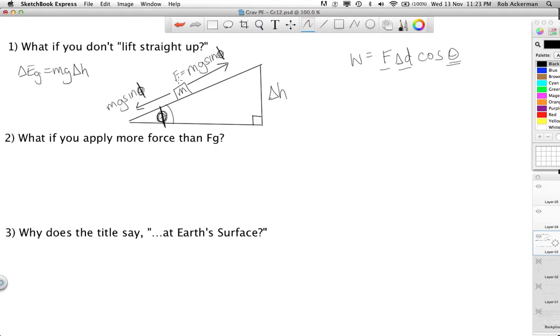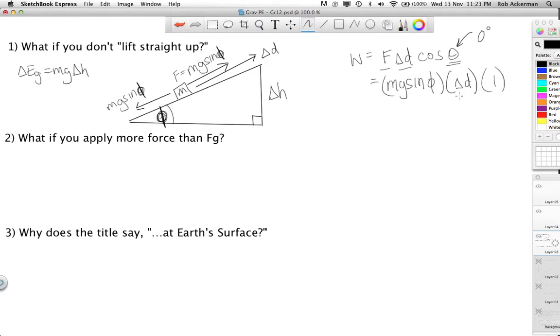Now, the force is directly up the ramp this way. The displacement is also directly up the ramp this way. So, while phi is whatever this angle is, maybe 10, 20, 30 degrees, theta, the angle between force and displacement, I hope you can see is 0 degrees, because these two vectors are parallel. So what's the work done? Well, it's mg sine phi, that's the force. Delta D is whatever the hypotenuse of that ramp is, and cosine of 0 is equal to 1.